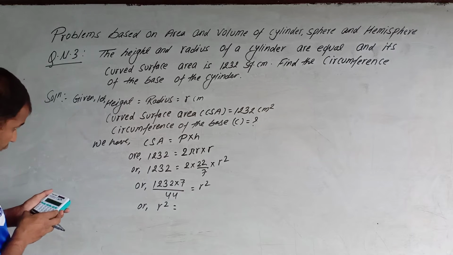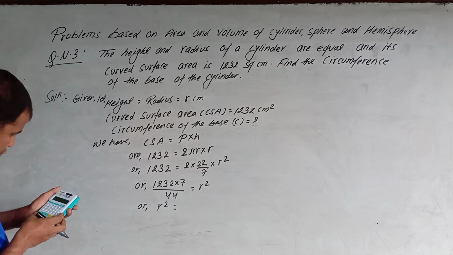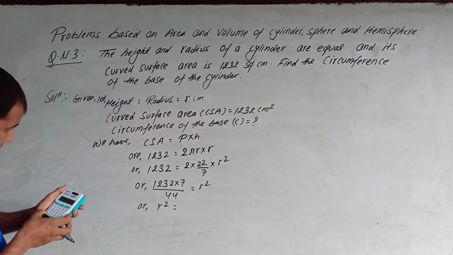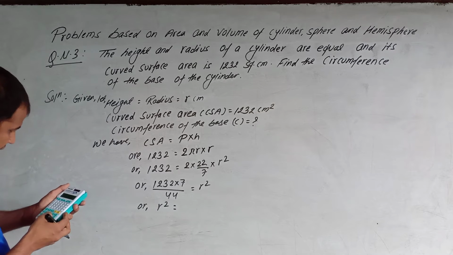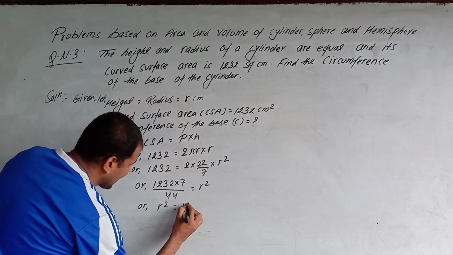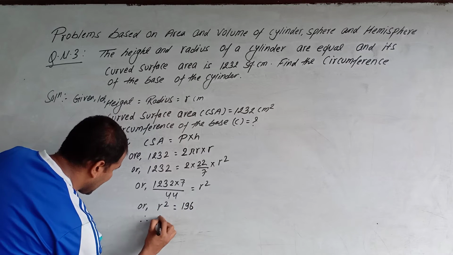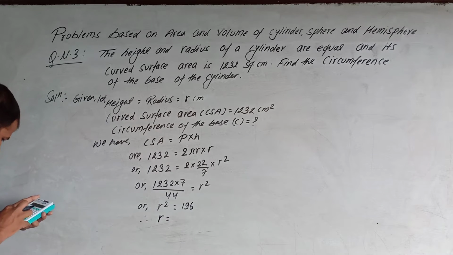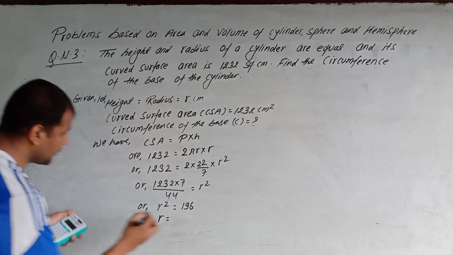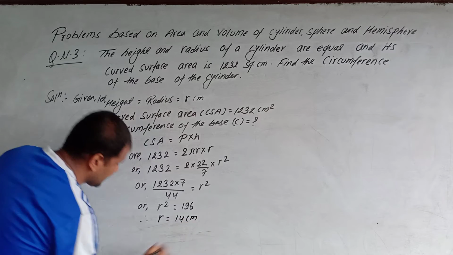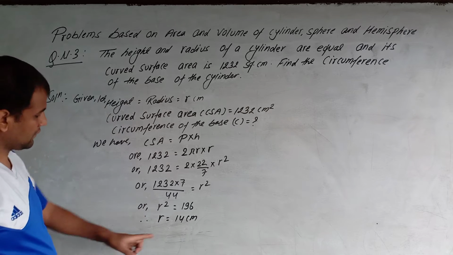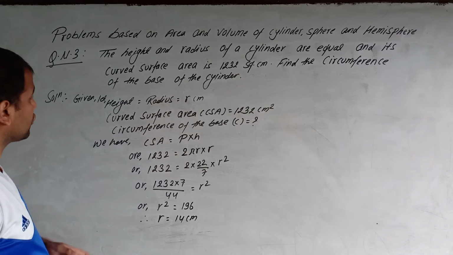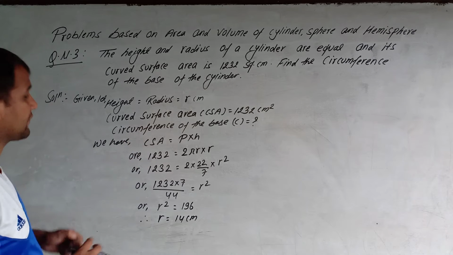So r square is equal to 1232 into 7 by 44, that is equal to 196. Therefore, r is equal to 14 centimeters. The radius of the base and the height are equal, that is 14 centimeters. The question asks us to find the circumference of the base.